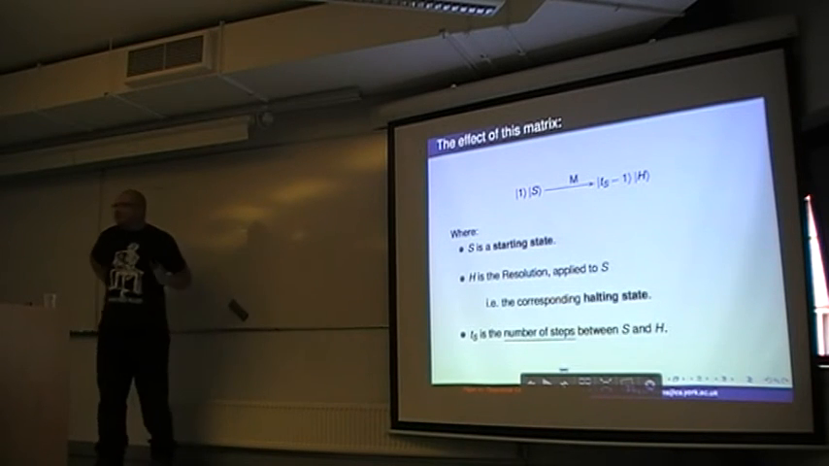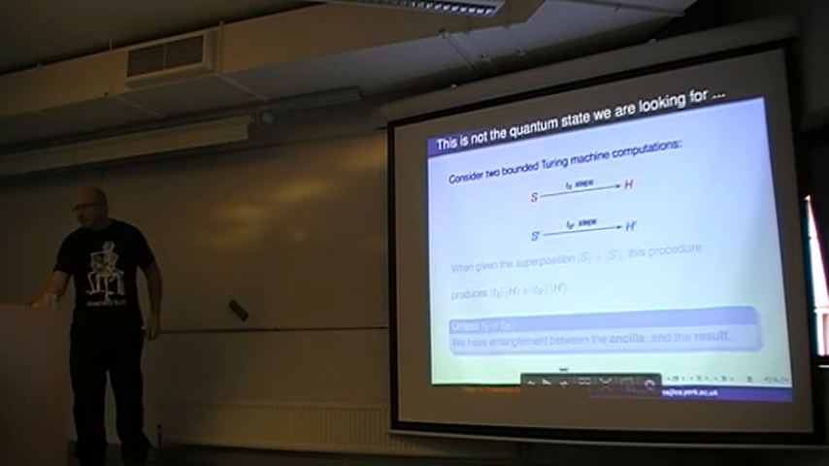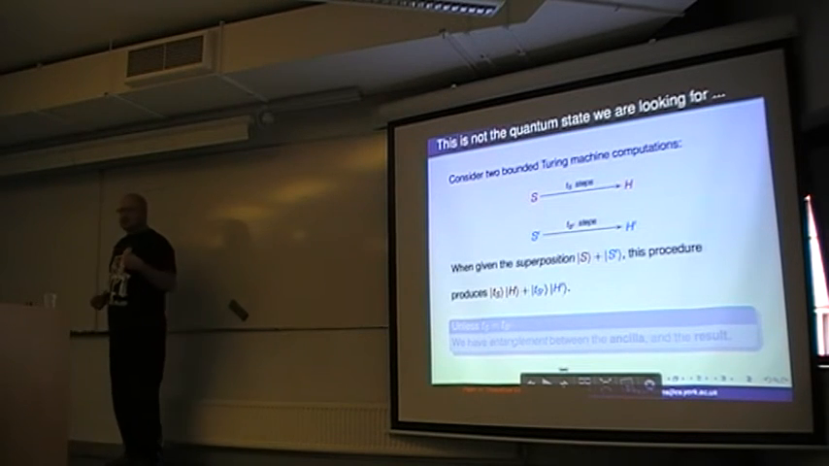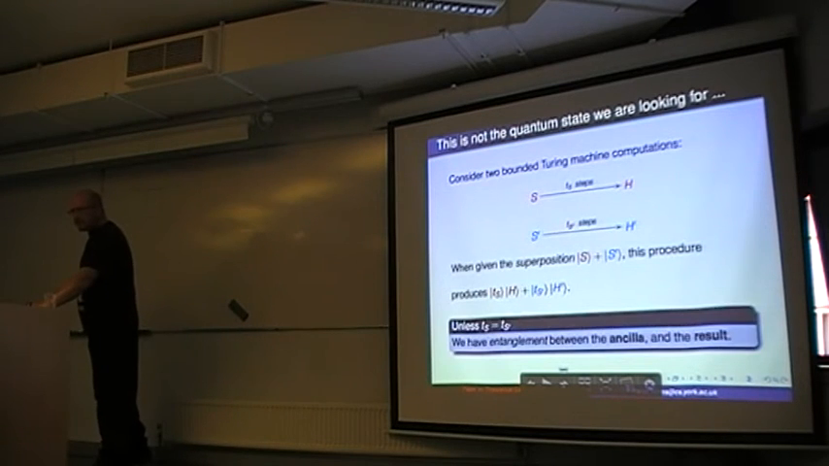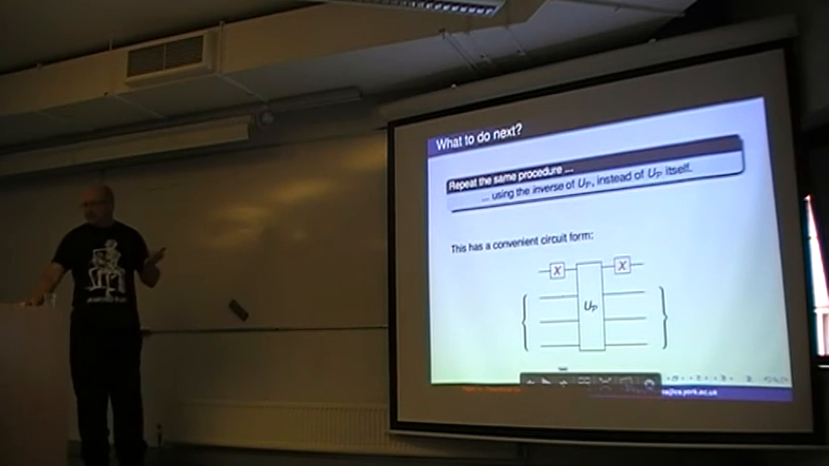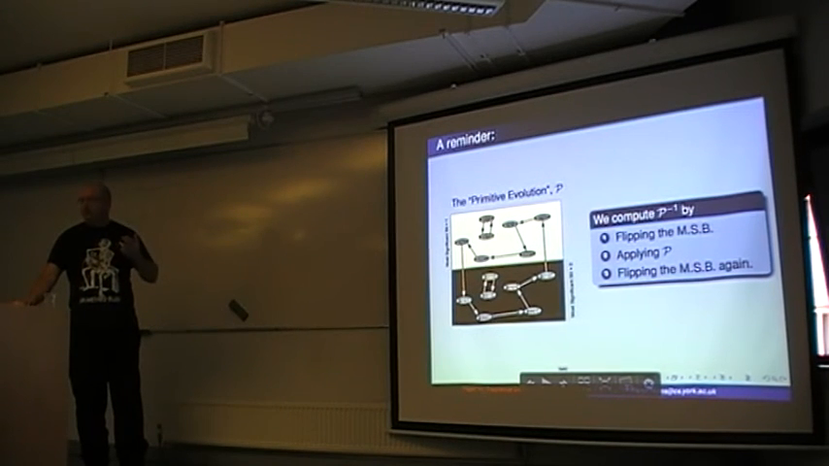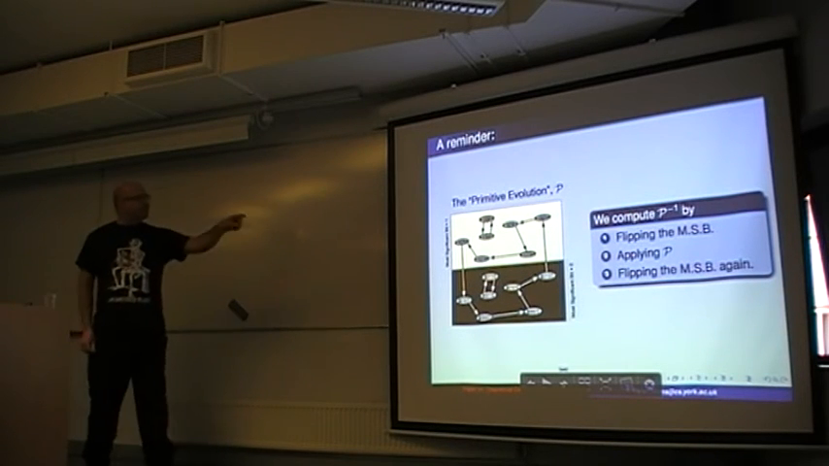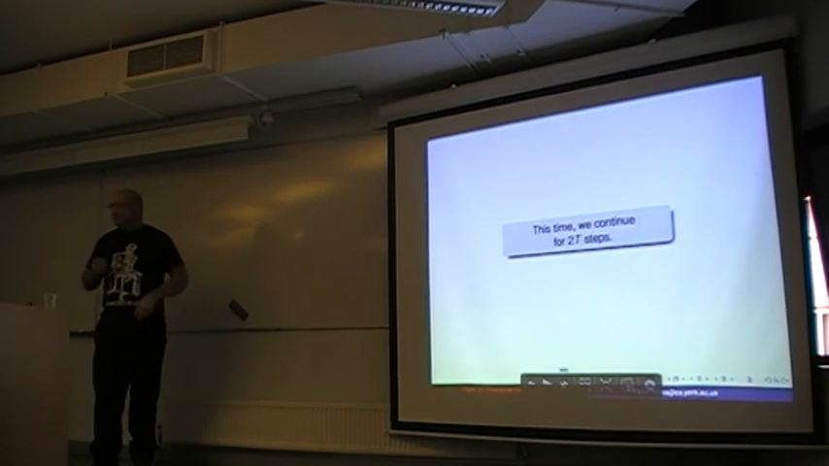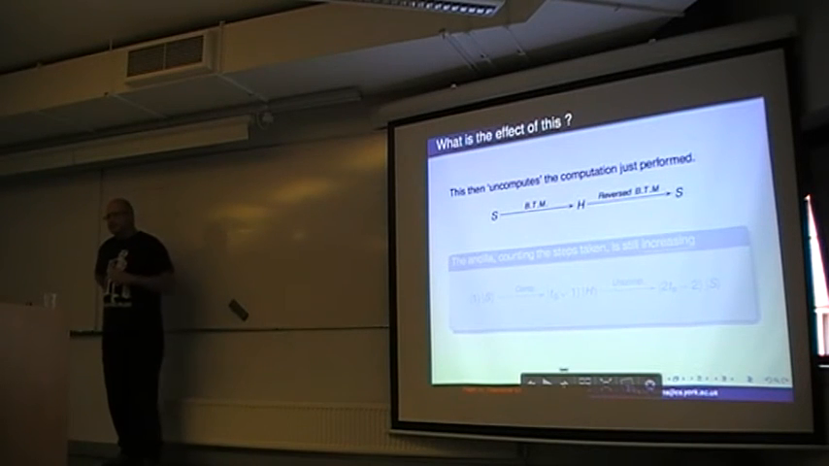Okay, so this hasn't got us anywhere so far. This was the problem that John Moyers was complaining about in the beginning. It's not what we wanted because, if we try and trace out the ancilla, we lose our coherence. So, what we're going to do next is repeat this process, but instead of using the oracle for our step-by-step evolution of our bounded Turing machine, we're going to use its inverse. Because of the way I've set it up, it's got a convenient form as a circuit. So we flip the most significant bit, we apply our primitive evolution, and we flip it again. That's all that's going on. So instead of going forwards, we're going backwards. This time we're going to carry on for two T steps, where T is our worst case running time. This is going to uncompute the computation that we've just performed.